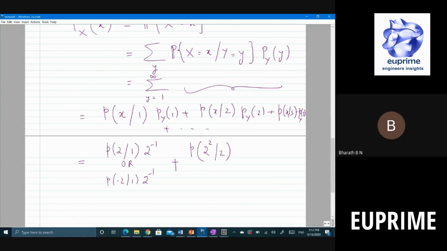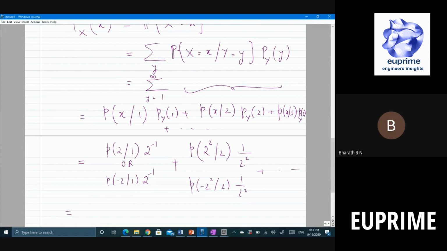Given 2 into probability of y equal to 2. So what is the probability that y equal to 2? Half. 1 by 2 squared, right? This will be minus 2 squared given 2 squared and so on, right? This is how the progression looks like. Do you agree? Yes, sir.